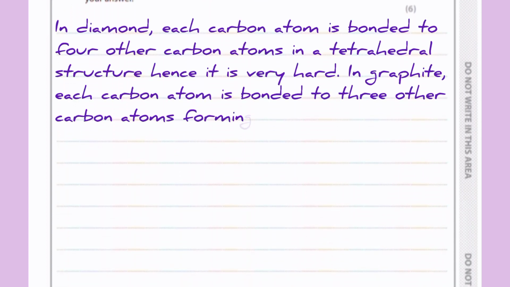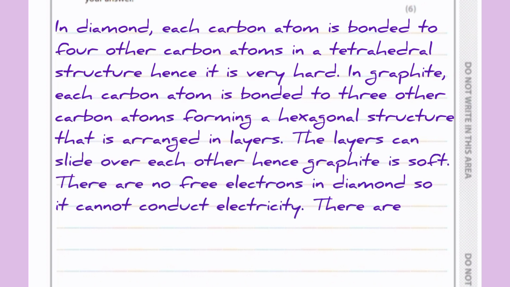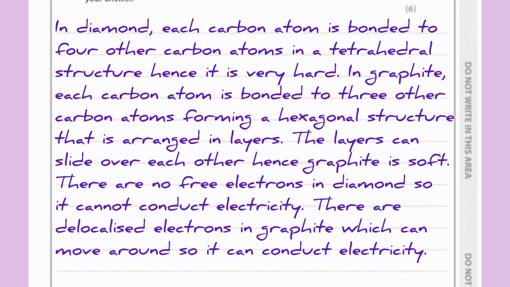We can write this as: in diamond, each carbon atom is bonded to 4 other carbon atoms in a tetrahedral structure, hence it is very hard. In graphite, each carbon atom is bonded to 3 other carbon atoms, forming a hexagonal structure that is arranged in layers. The layers can slide over each other, hence graphite is soft. There are no free electrons in diamond, so it cannot conduct electricity. There are delocalized electrons in graphite which can move around, so it can conduct electricity.